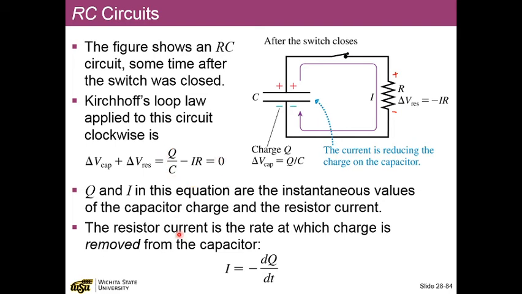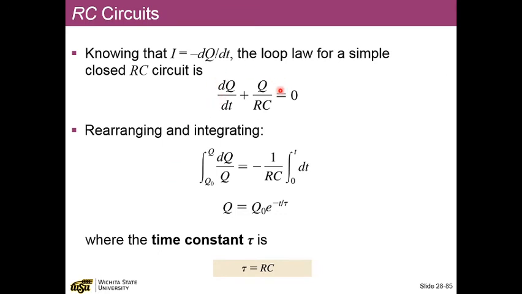Now let's look at the current. Whatever current we have in the circuit is due to the charge going out of the capacitor. We know current is dQ/dt, but in this case, because the capacitor is losing charge, the current in terms of the charge in the capacitor is minus dQ/dt. This negative sign indicates that the charge in the capacitor is decreasing. Now let's plug that into the equation.